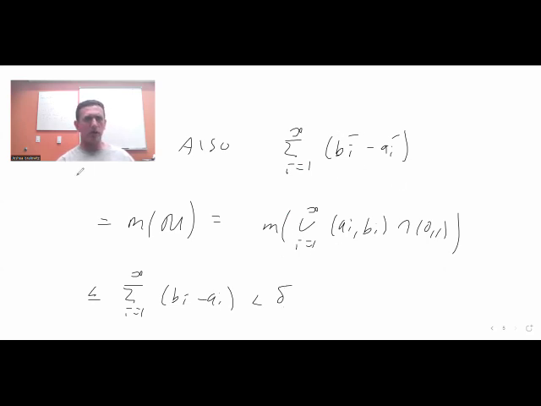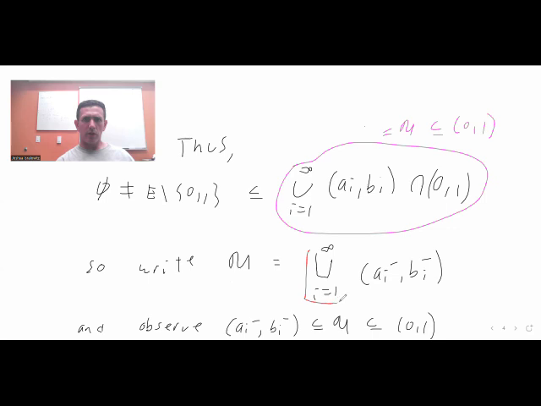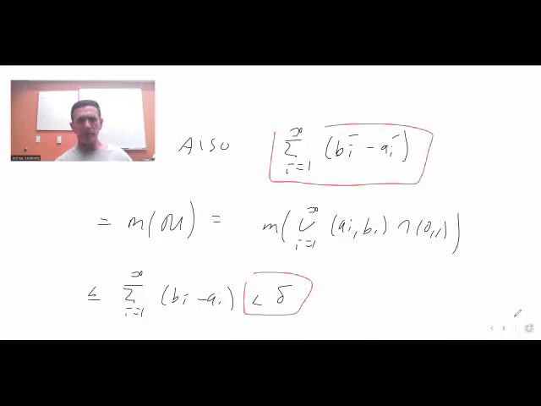The sum here of these lengths is less than delta. They are disjoint. We get that from writing U as a disjoint union of these intervals. And they are each a subset of not even just closed [0,1], but open (0,1). So that's nice. So we're basically done.